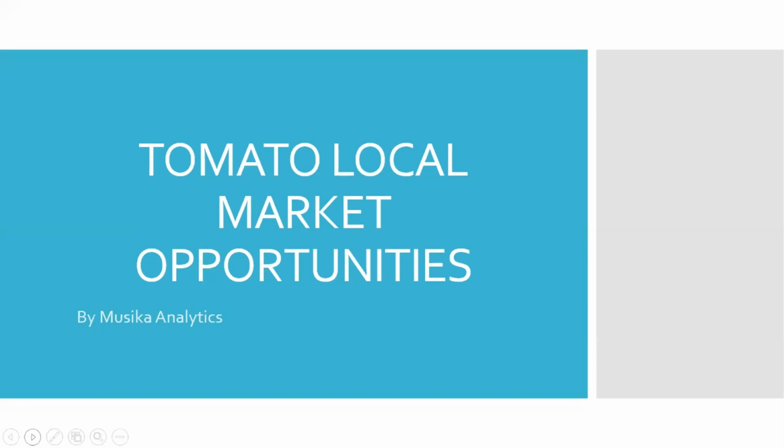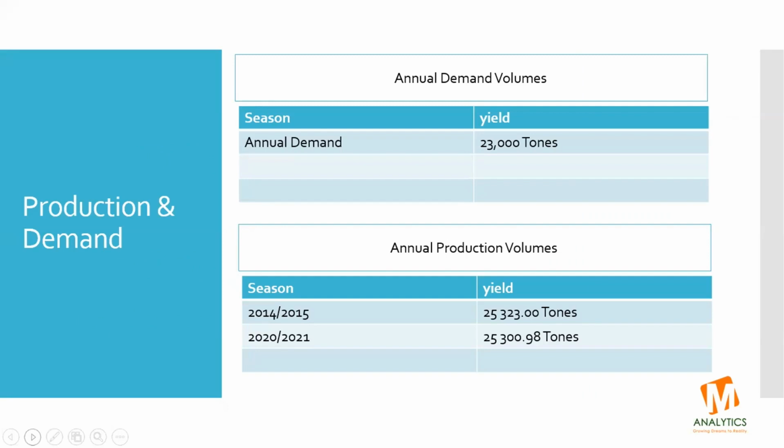So I'll be sharing with you a few things about the local market, the prices, the price trends, and what we can do to actually make the best out of the local market and what's available. I'll first of all look at the production volumes and the annual demands from the local market. Zimbabwe produces around 23,000 tons of tomatoes every year.